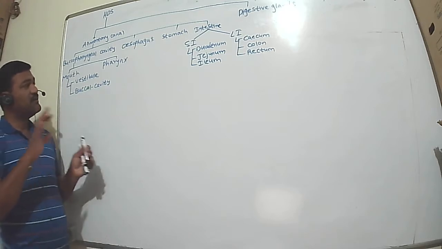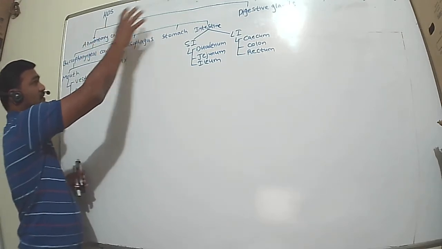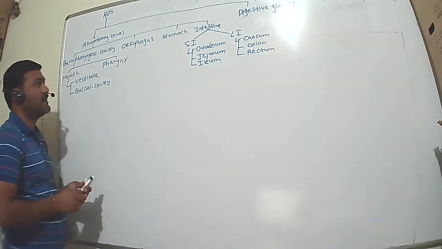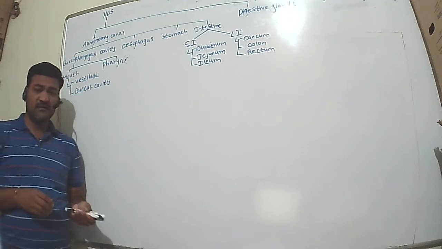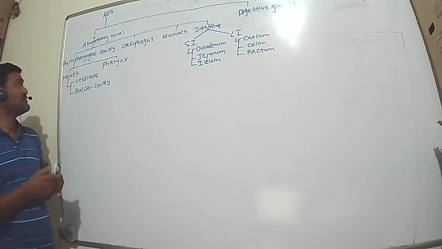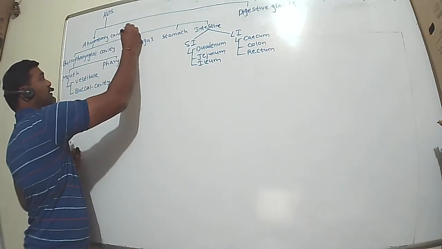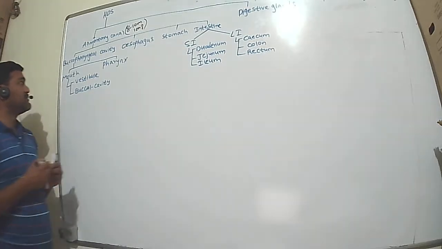And the complete human digestive system can be studied under two divisions: the alimentary canal and the digestive glands. Okay, so in alimentary canal, what is alimentary canal? It's one long continuous tube which starts from mouth to anus, and it is about 8 to 10 meters long.